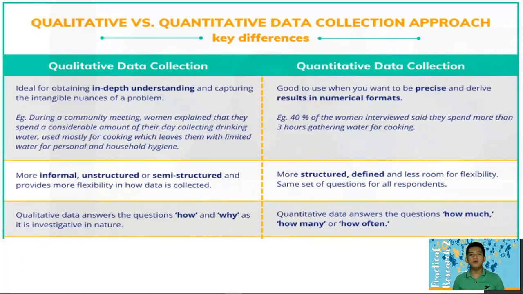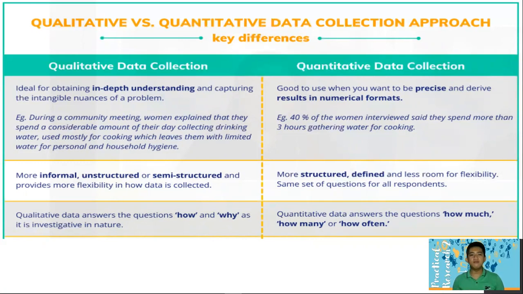During a community meeting, women explained that they spend a considerable amount of their day collecting drinking water, used mostly for cooking, which leaves them with limited water for personal and household hygiene. So this is qualitative data, from a worthy approach. Unlike in the quantitative data, you will see the difference.